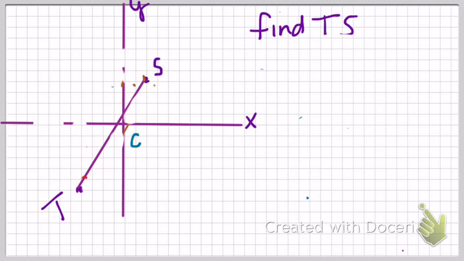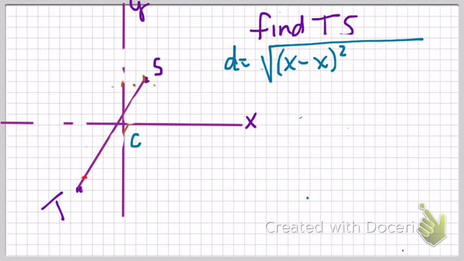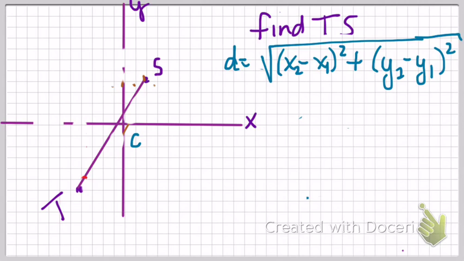Now, there is a formula to find distance as well. Here's what it looks like. And you're going to see how this resembles the last one that we did. You subtract your x's and square it. So this is x sub 2 minus x sub 1 quantity squared plus y sub 2 minus y sub 1 quantity squared. And then you take the square root of the whole thing. Now hopefully you're going to see how this resembles what we just did.